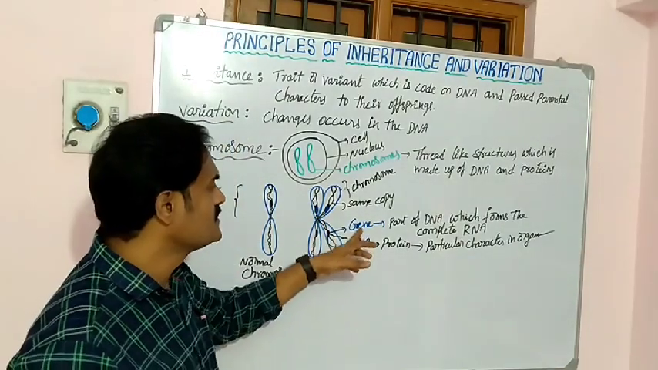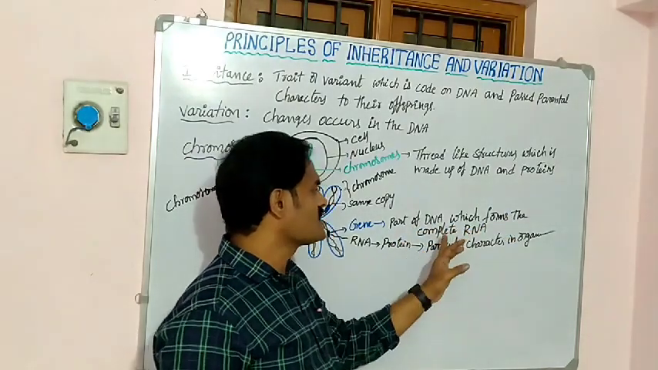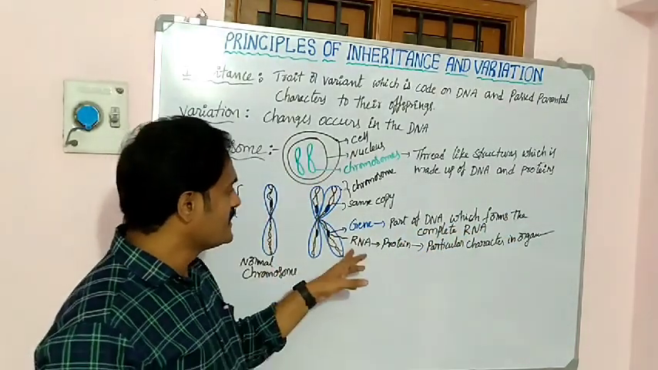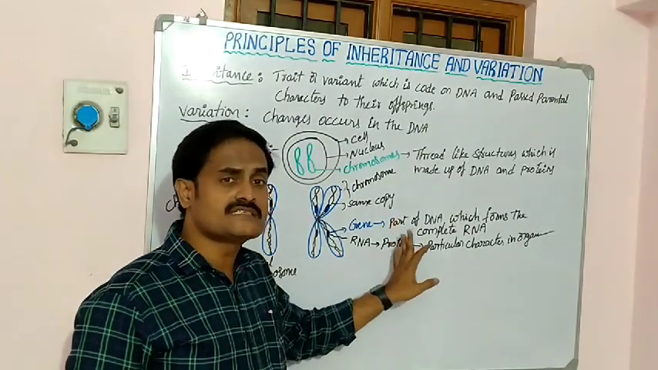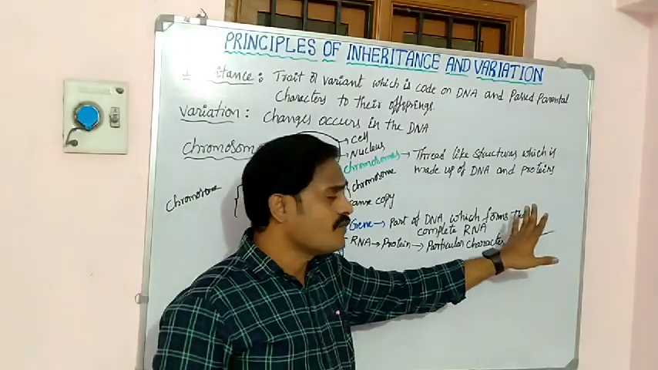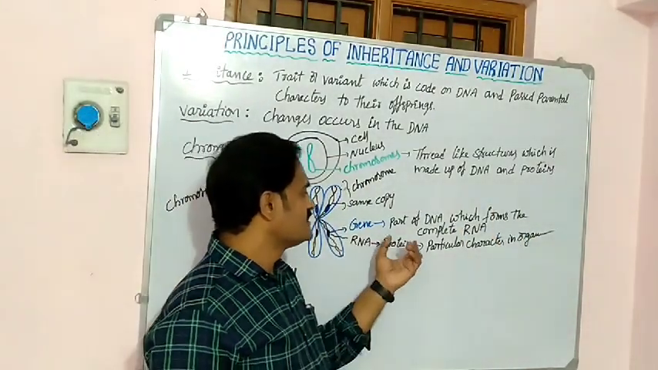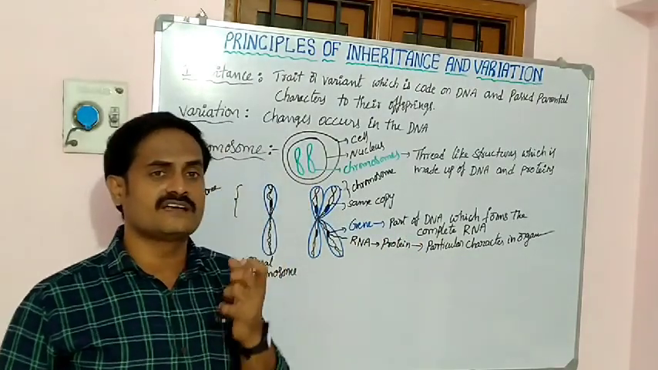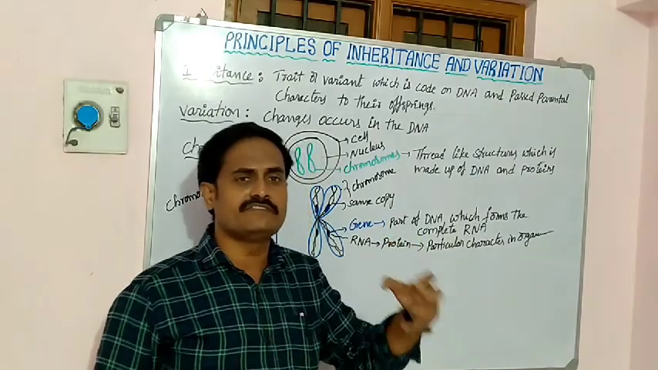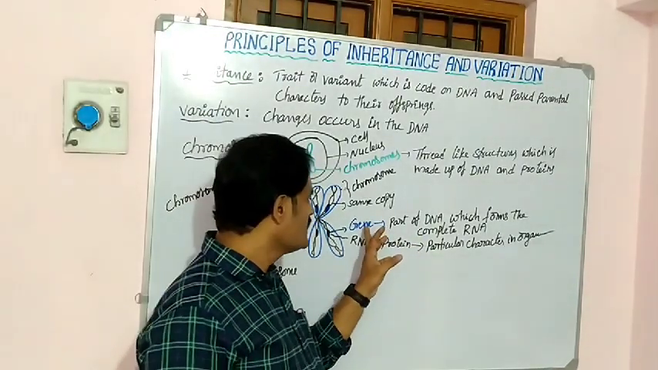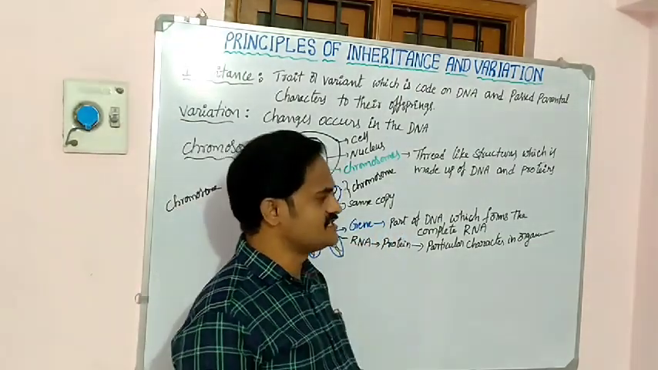So what is a gene? A gene is a part of DNA which forms the complete RNA, and this RNA forms protein, and the protein is responsible for the formation of particular characters. For suppose it forms the chin shape or eye color or skin color or hair color, like this. Each and every character in the organism depends upon the gene. So this is about the gene.